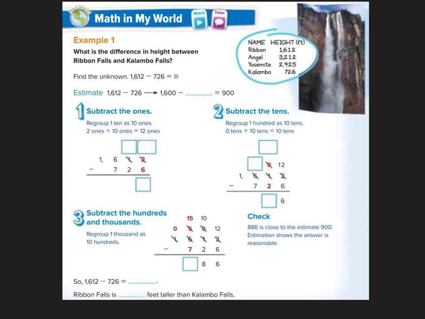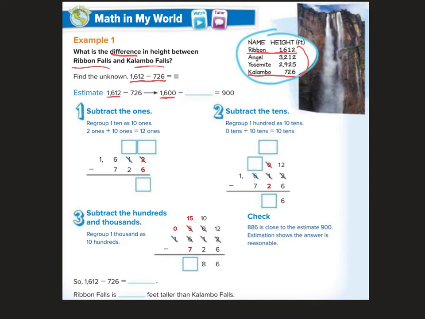All right, here in our first example, it says, what is the difference in height? Difference is a subtraction word, right? The difference is the answer to a subtraction problem. So whenever you see difference, we know we need to subtract. What is the difference in height between Ribbon Falls and Colombo Falls? Notice all these different falls they gave us. They are trying to distract you with extra numbers. Don't fall for it. So we need Colombo, 726, and Ribbon, 1,612. Okay, so we are going to do 1,612 minus 726.